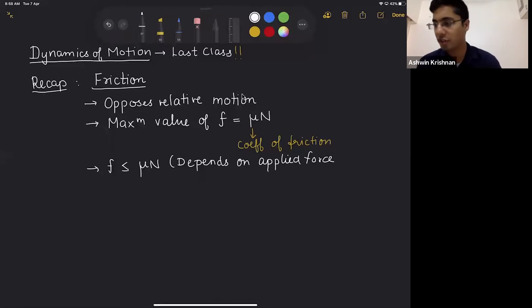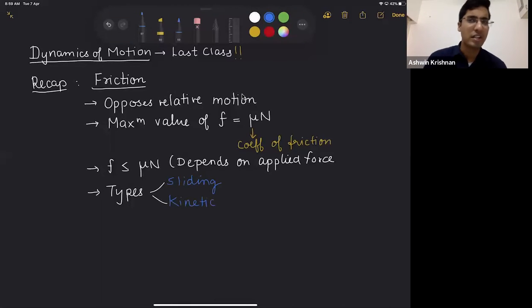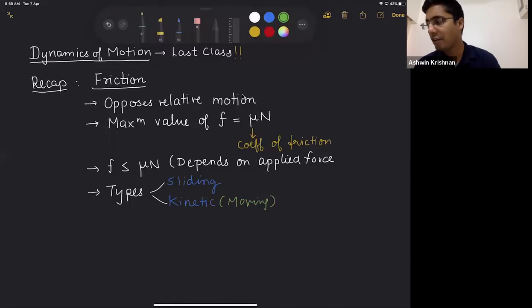There are two types of friction: static friction and kinetic friction. Usually in questions, you will not be given it separately, but if you are given static and kinetic separately, you should use kinetic friction when the body is moving and static friction when the body is stationary. So this is the basic recap that we did in the last class.